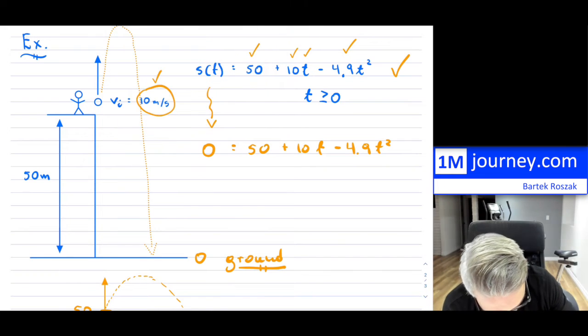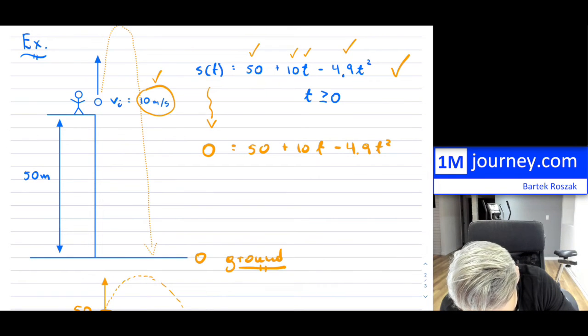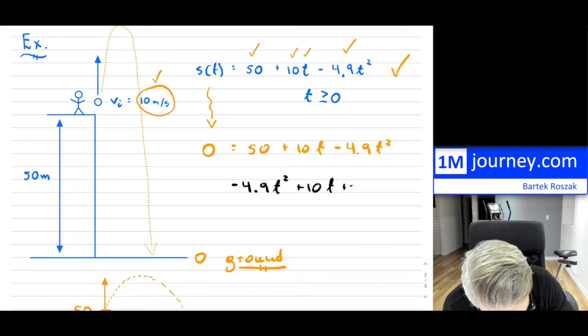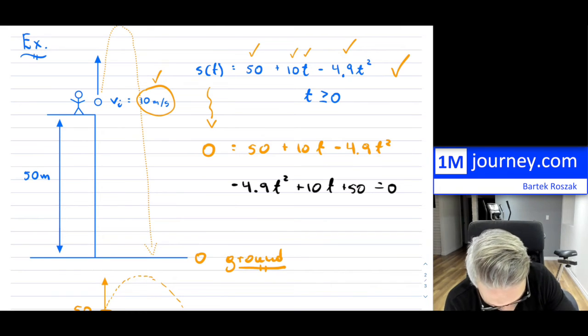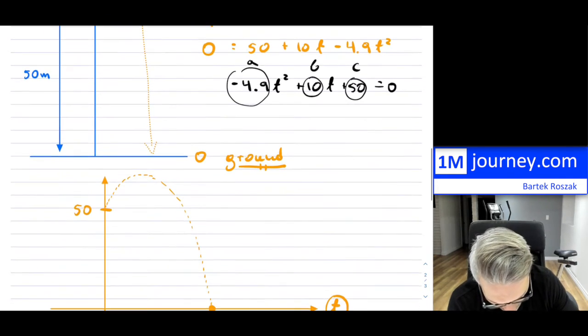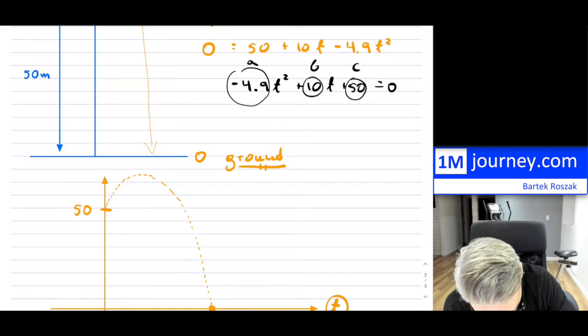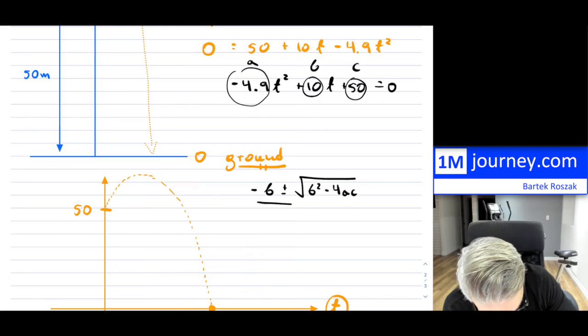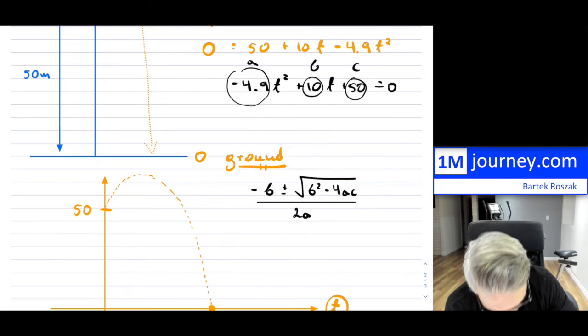So here I'm going to put this up in the regular standard form. Really what this means is negative 4.9 t squared plus 10t plus 50 is equal to 0. This is my a, this is my b, and this is my c in my quadratic formula. So within my quadratic formula, that was negative b plus minus the square root of b squared minus 4ac, divided by 2a, right?